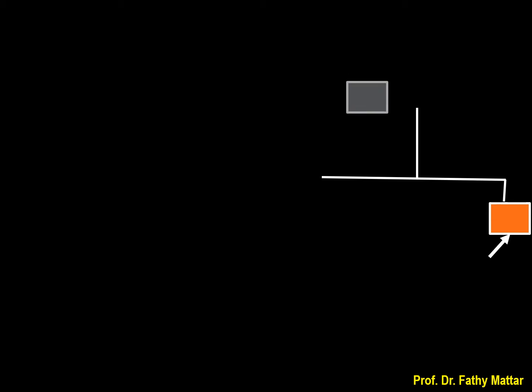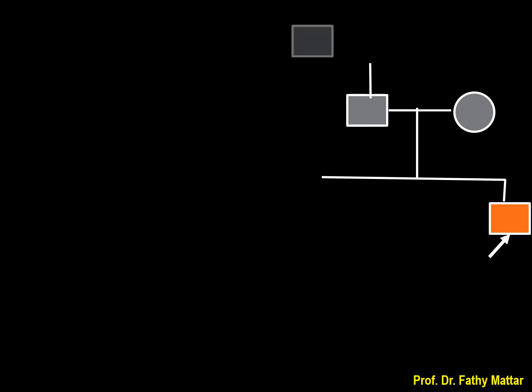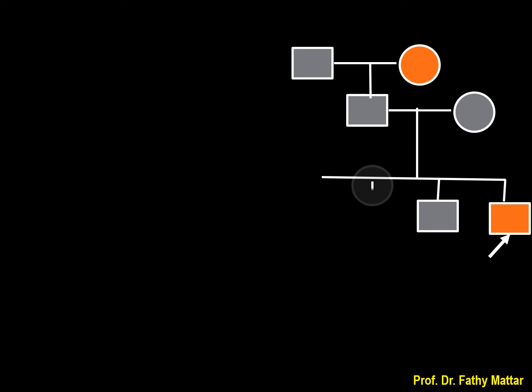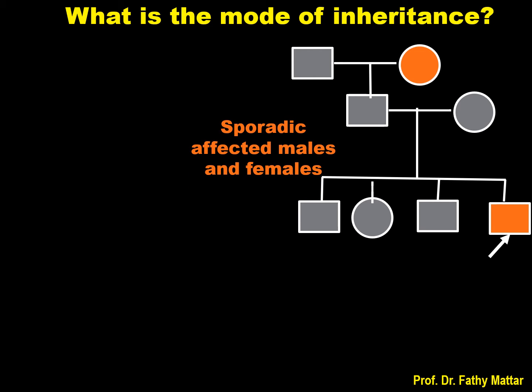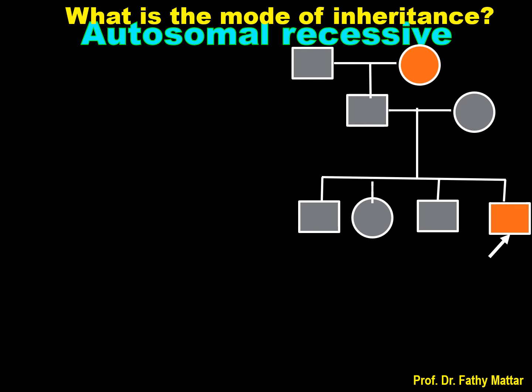Let's take this case. The proband is a male who has the genetically inherited disorder. His grandmother also had this disorder. So both males and females are affected, and they are sporadic. What is the mode of inheritance in this case? Of course, it is autosomal recessive.